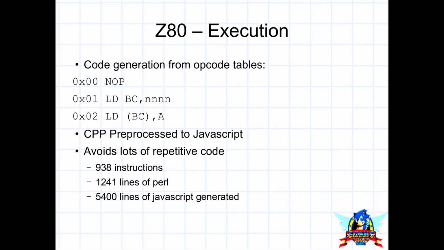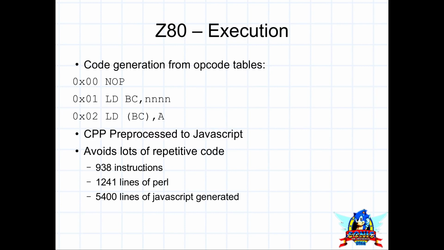So there were about 900 different instructions, as we said before. We already have a table of what opcode maps to a human readable form. For example, 0 is a NOP, 1 here is load BC with NNNN, which means a 16-bit constant, a 2-byte constant. 02 is load BC, A. And the clever thing that both Specky and JSpecky do is that they pre-process this big table of values of ASCII effectively into JavaScript. And that avoids an awful lot of repetitive code.